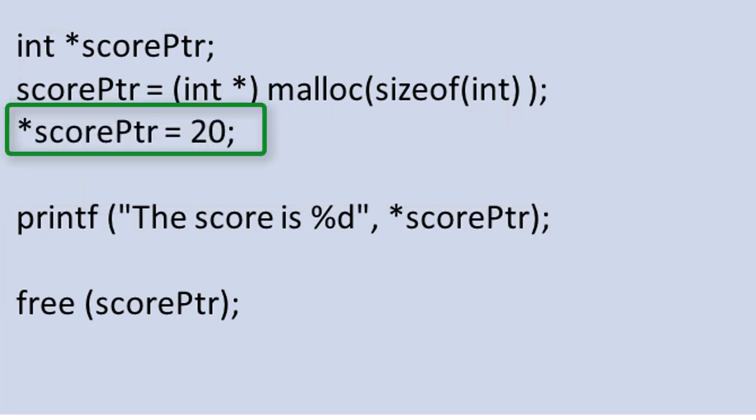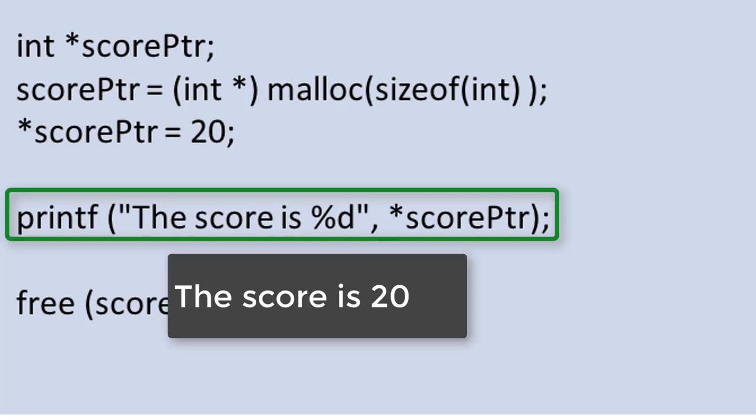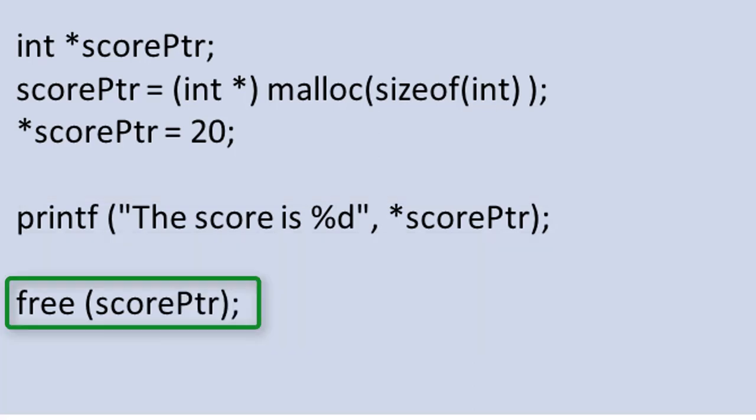If we want to set the contents of the newly allocated integer to 20, we can use *scorePtr = 20, using *scorePtr to dereference the pointer to access the actual memory location. The printf("The score = %d", *scorePtr) statement displays "The score is 20" by using *scorePtr to dereference the pointer and retrieve the 20 from memory. The allocated memory needs to be returned back to the operating system using free(scorePtr).